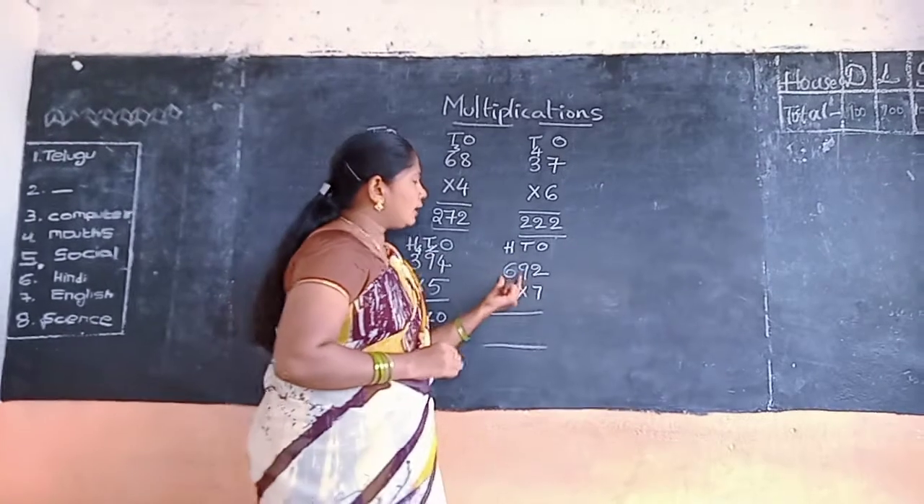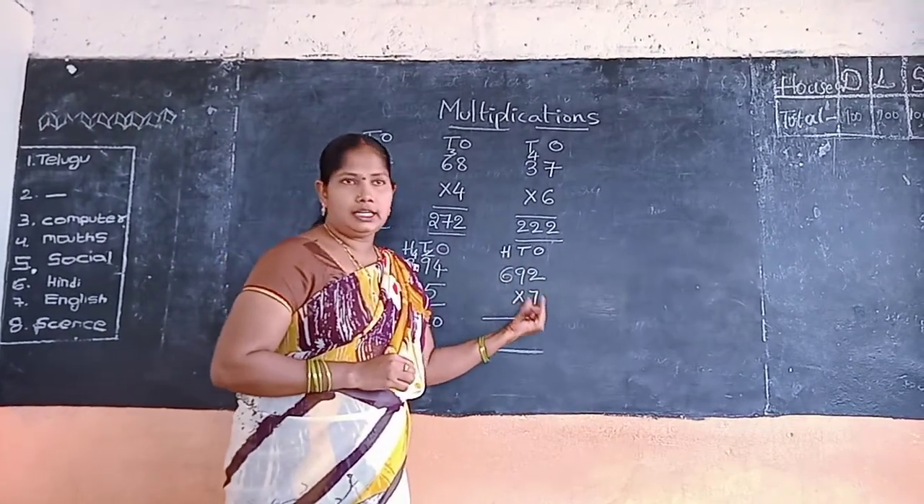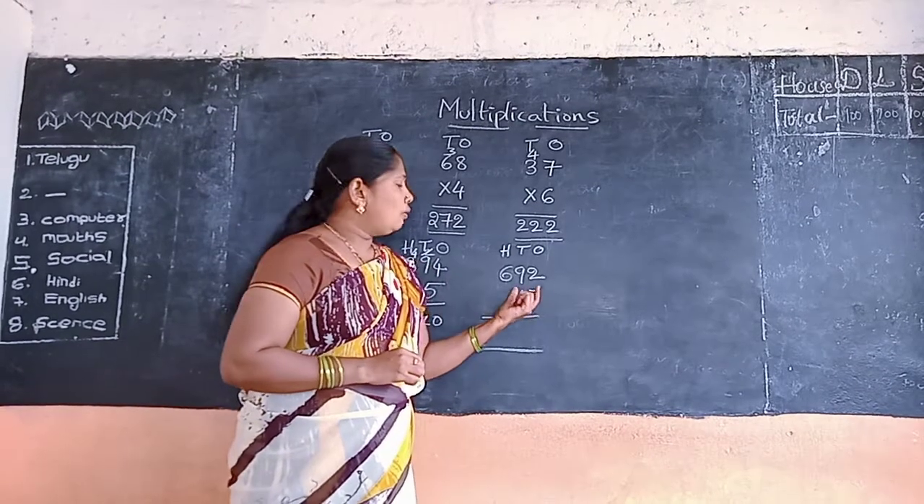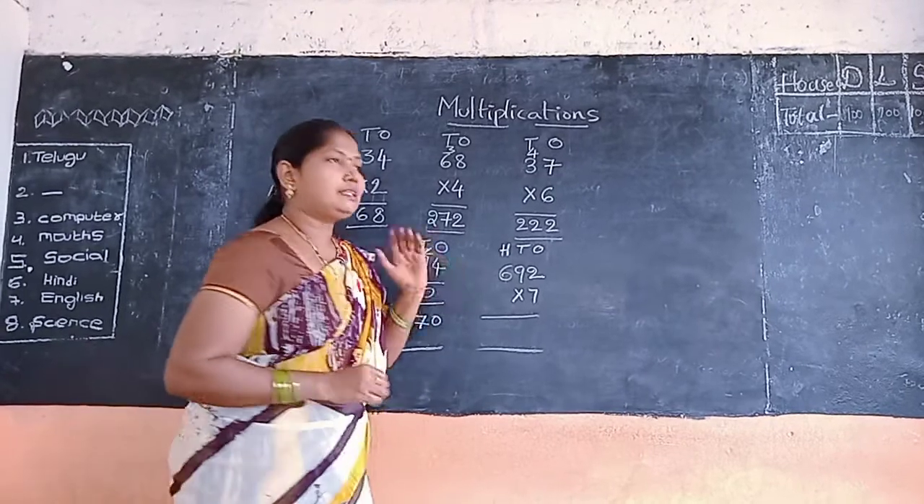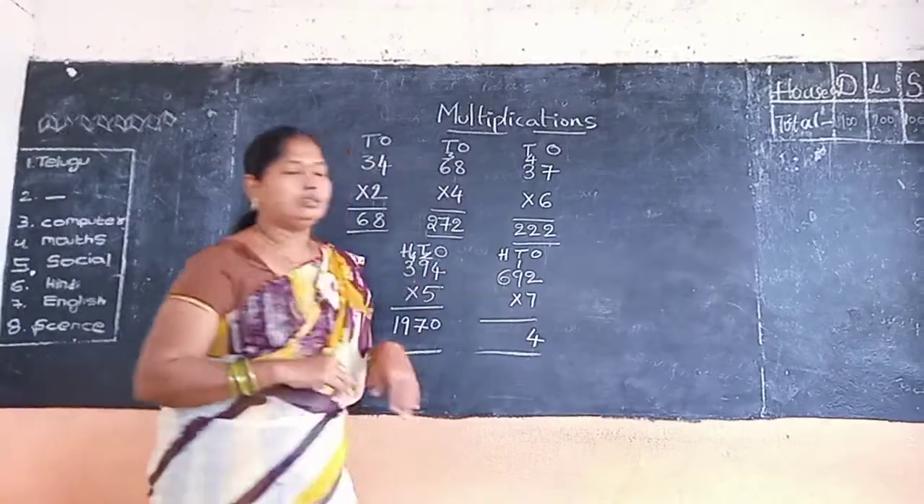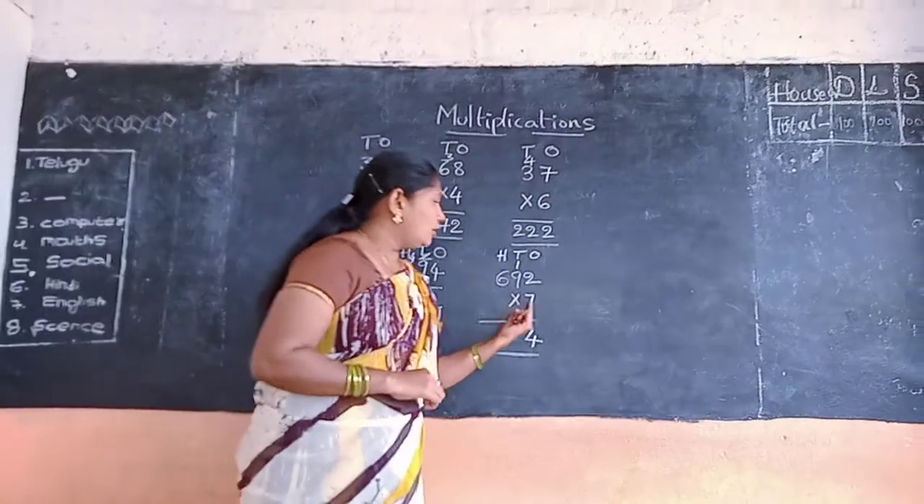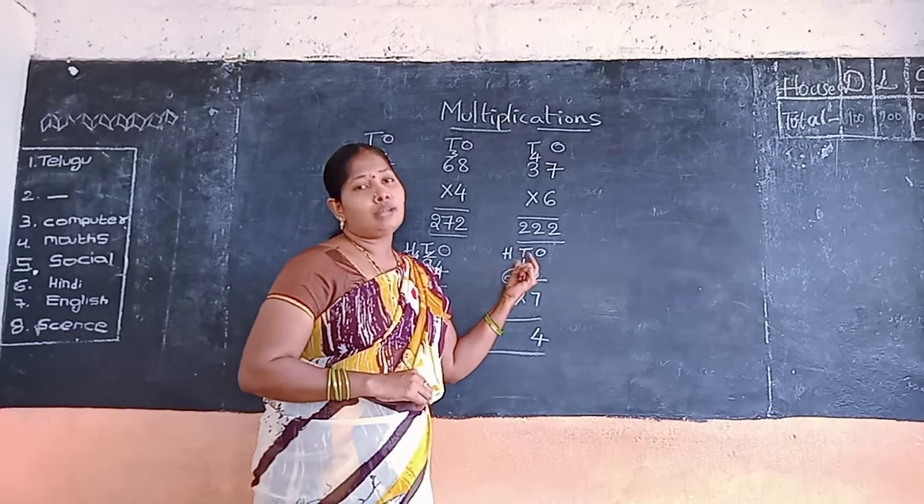Okay, last one. Now this is ones place value, this is tens place value, this is hundreds place value. 3-digit number multiplication with single-digit number. Let us start the sum. 7 twos are how much? 7 twos are 14. 4 in ones place, 1 carries to tens place.